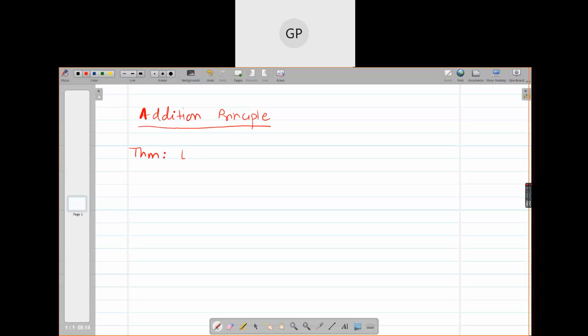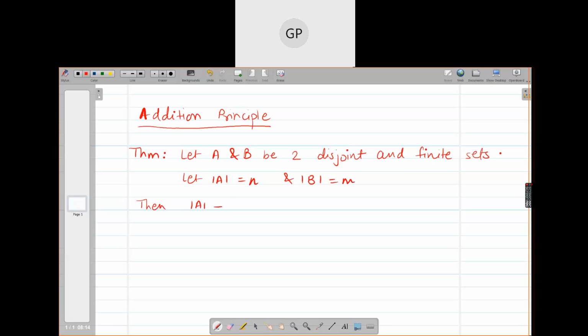I'm rewriting it. Let A and B be two disjoint and finite sets. Let the cardinality of A be equal to n and the cardinality of B be equal to m. Then the cardinality of A union B is equal to n plus m.